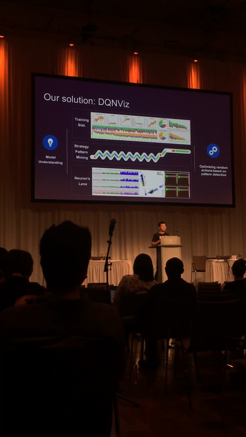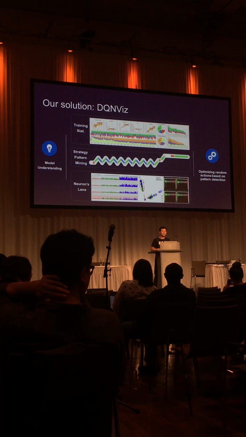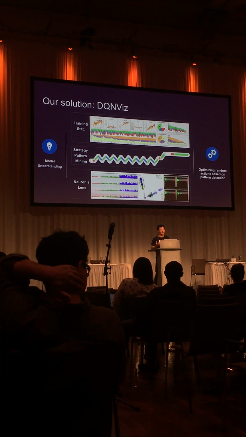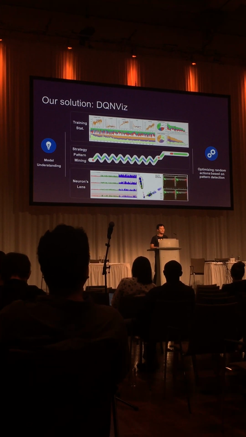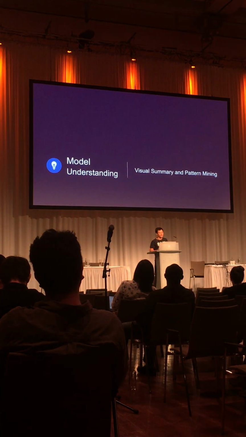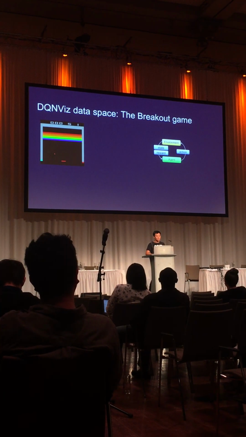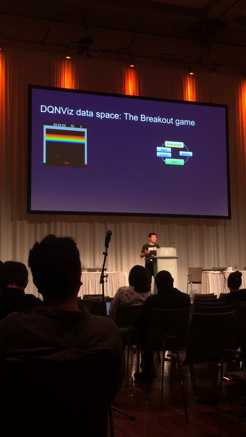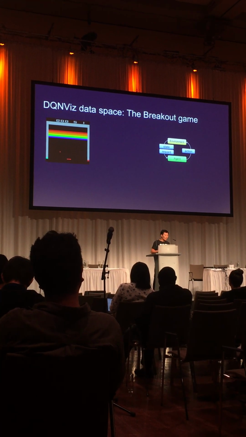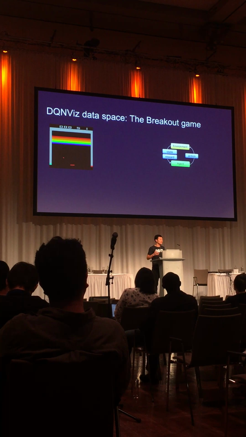With that, we also attempt to optimize the model by optimizing the random action based on this kind of pattern we detect. And then let's move to the details. So first, model understanding. Before we understand the model, we need to understand the data space. If you recall, the setup of the breakout game is like this.